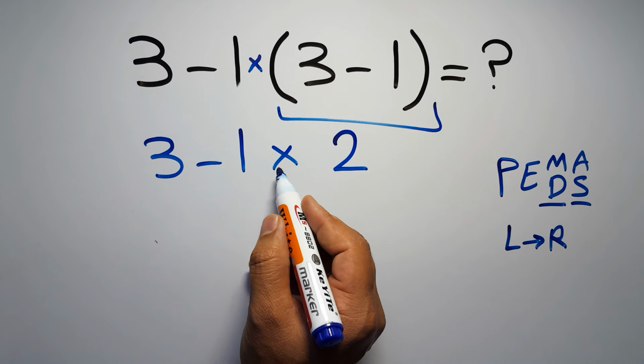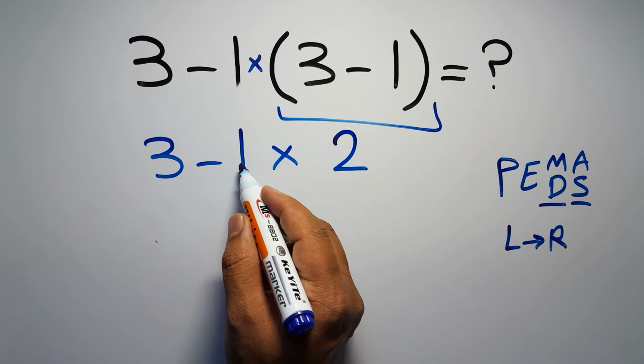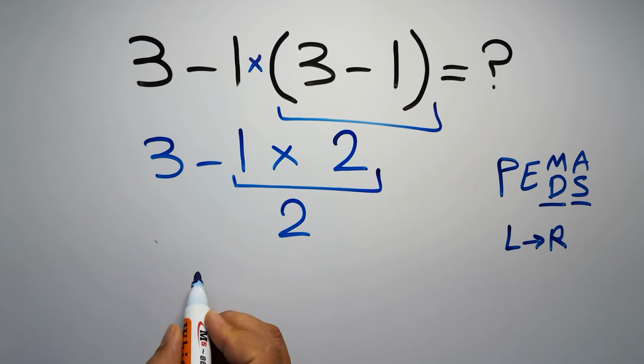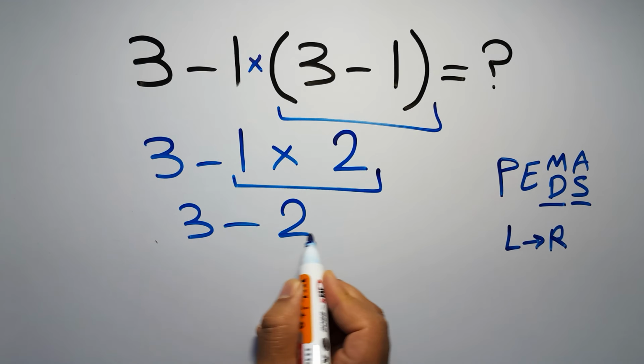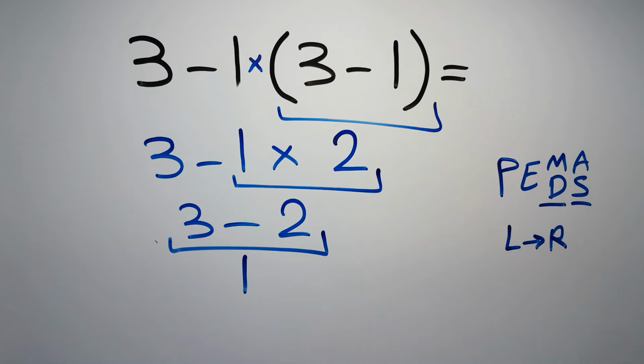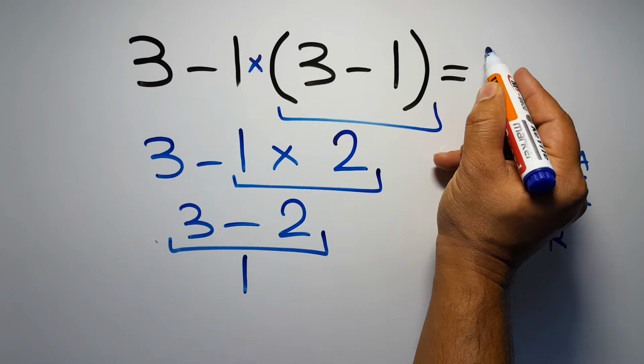So here first we have to do this multiplication. 1 times 2 is just 2. So 3 minus 2, which gives us 1. And this is our final answer to this problem. The correct answer is 1.